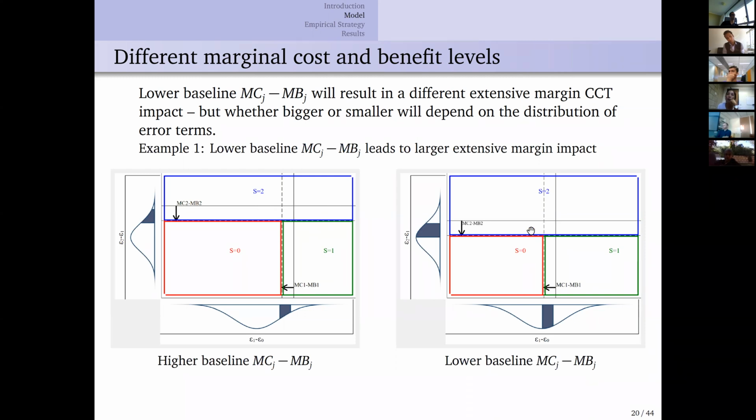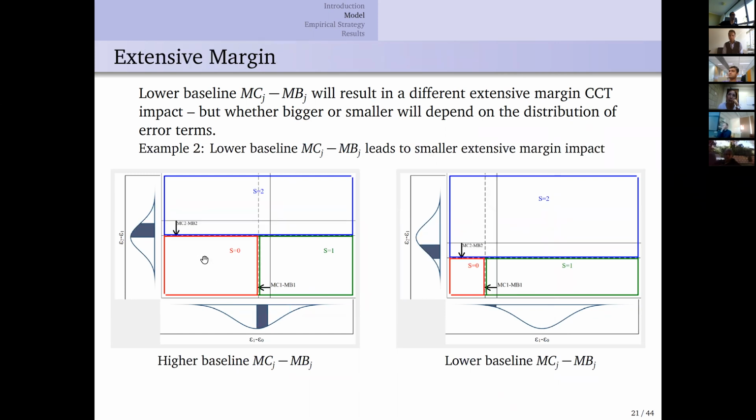But I'm shifting each line by the same amount in both figures, and you can see that there's a larger share of people affected in this graph compared to this graph. But that totally is dependent on the way that I've drawn this distribution of error terms, and it's dependent on where you were relative to that. As a counterexample, this figure shows two different figures where you have a higher cutoff here and a lower cutoff on the right side.